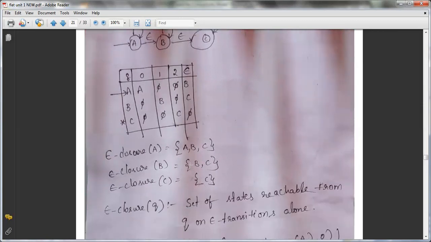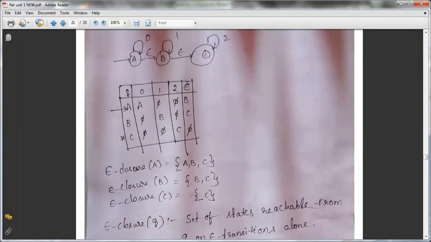So here what we are going to do is calculate the epsilon closures. Epsilon closure of A means, by giving the input as epsilon, where it is going to reach. If you give the input as epsilon to A, it can reach A.